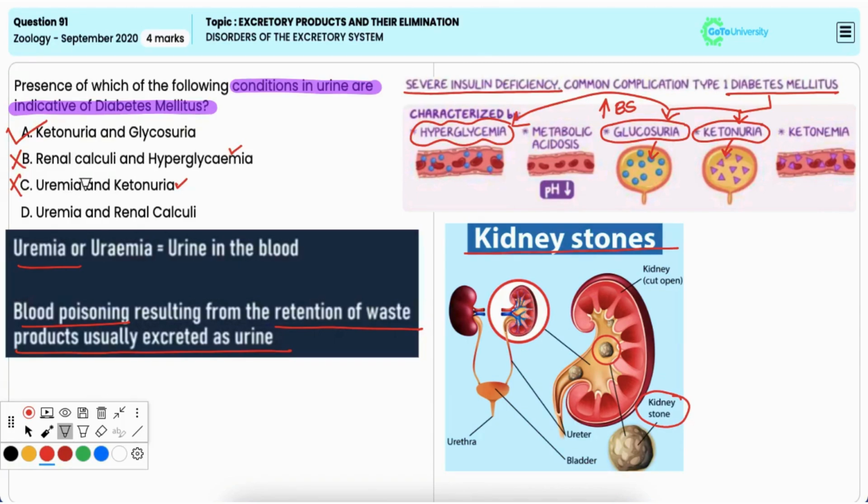Option D, uremia and renal calculi. As already mentioned, neither of these conditions is indicative of diabetes mellitus.